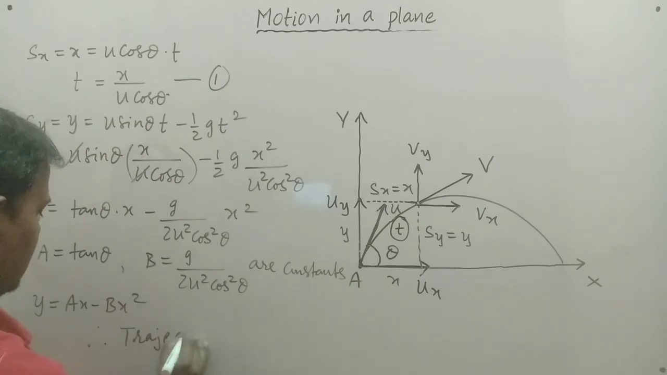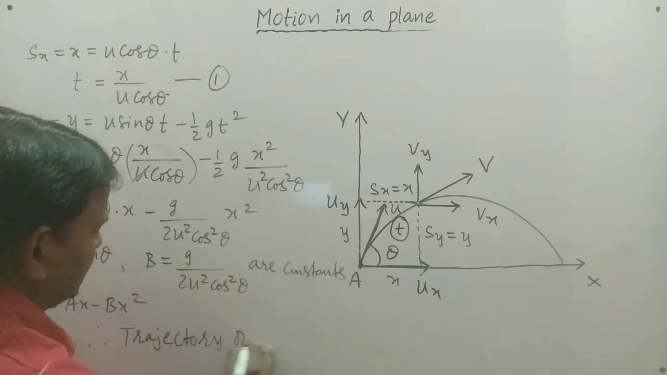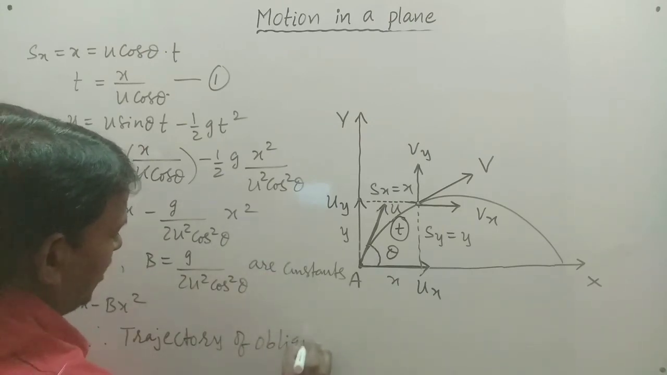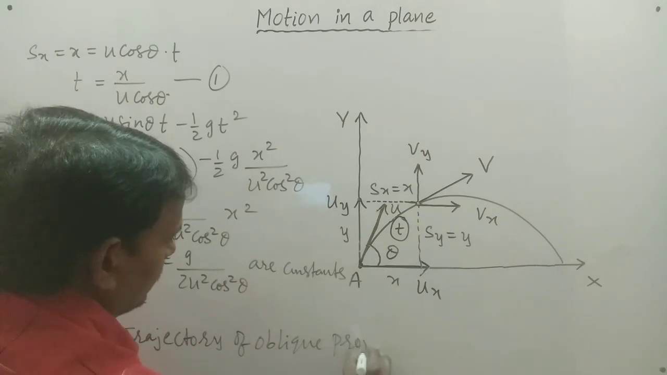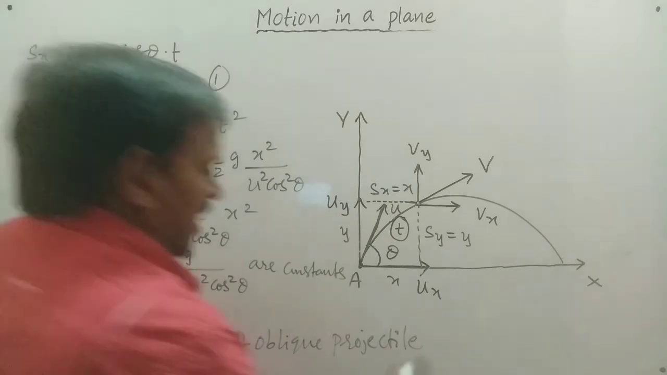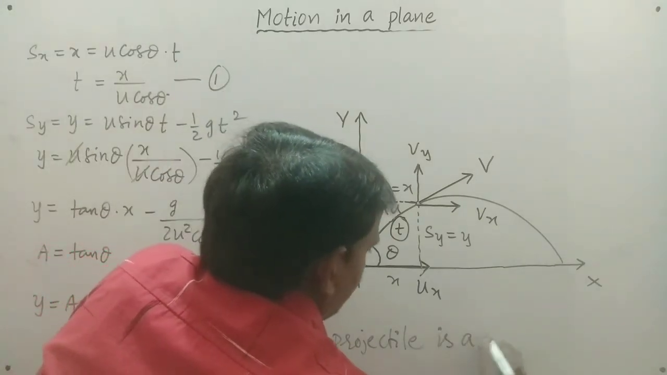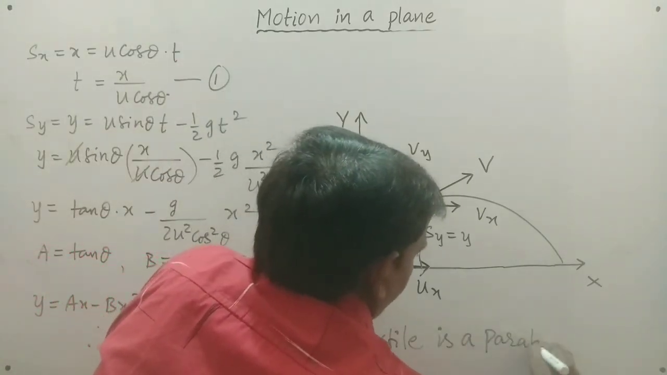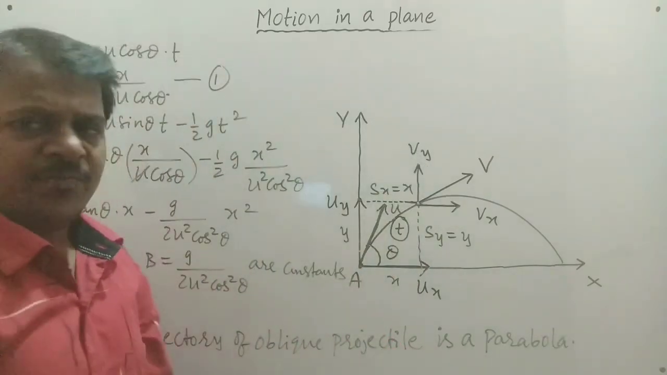So therefore trajectory, it means the path followed by a body, is called trajectory. Trajectory of oblique projectile is a parabola. Okay, have you got it?